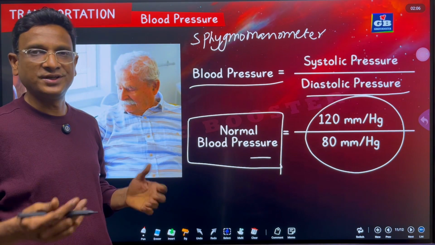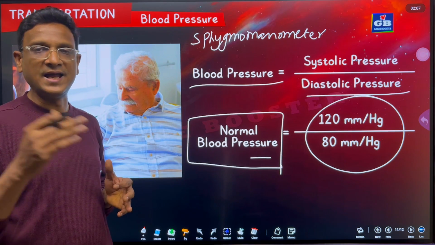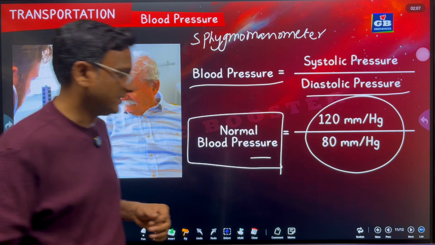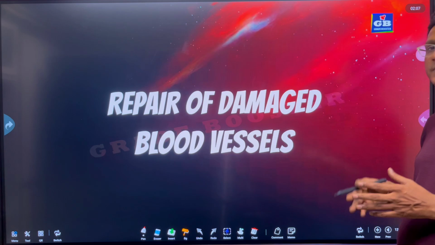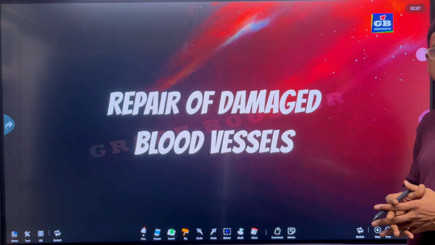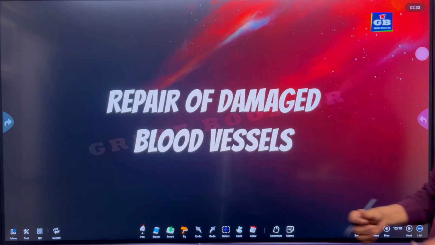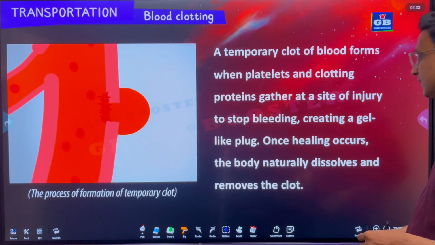So what is blood pressure? The pressure inside the arteries during systole and diastole, that is the contraction phase of the heart and the relaxation phase of the heart. So next, repair of damaged blood vessels. Let us see if a blood vessel is damaged, how it is repaired. Now, let us look at the repair of damaged blood vessels.